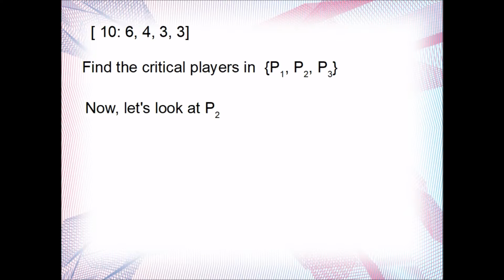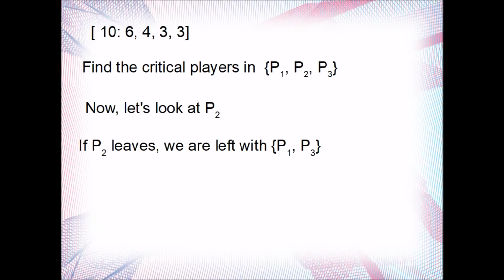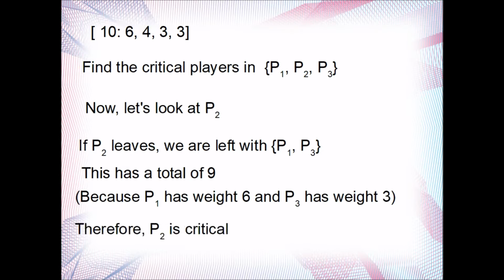Let's look at player 2. Player 2 leaves, and we are left with the coalition formed by player 1 and player 3. This has a total weight of 9, because player 1 has weight 6, and player 3 has weight 3, and 6 plus 3 is 9. Player 2 is critical because if player 2 leaves, we only have weight 9, and 9 is less than 10. So player 2 is critical.